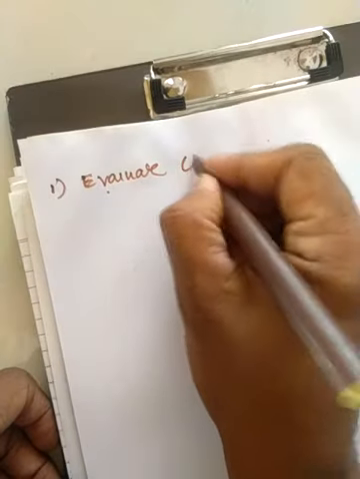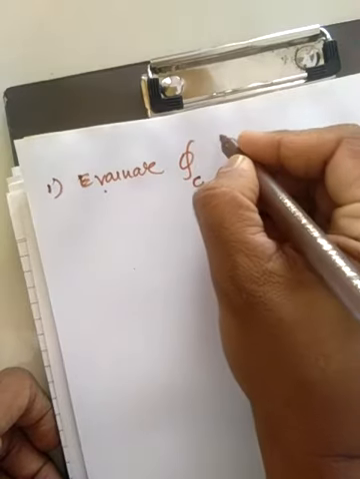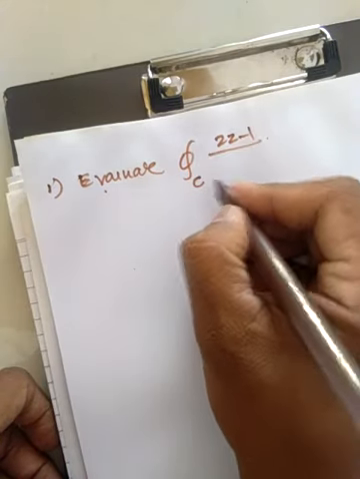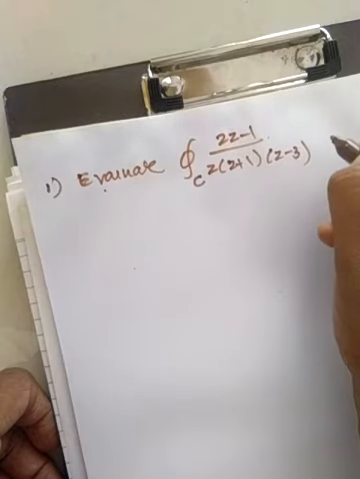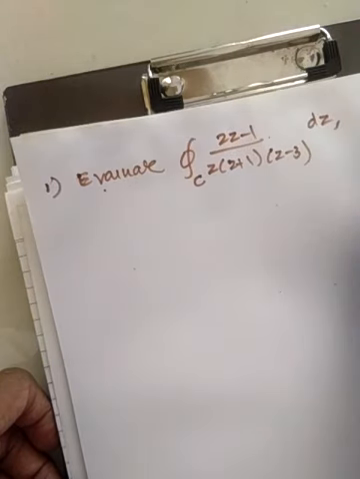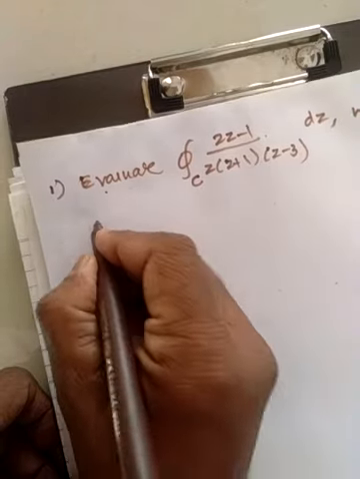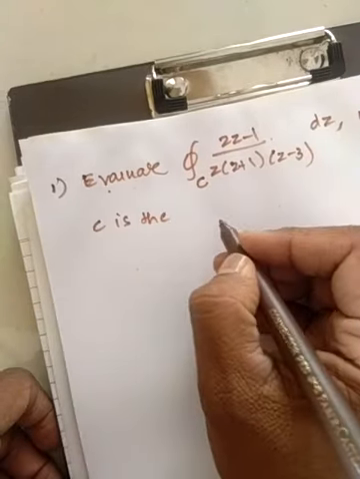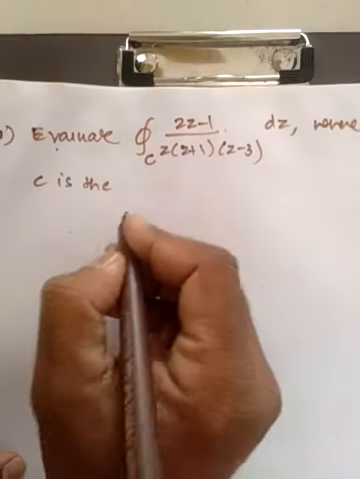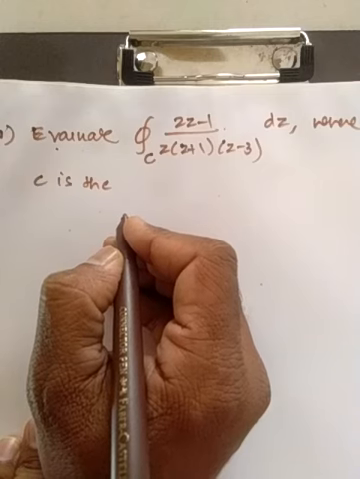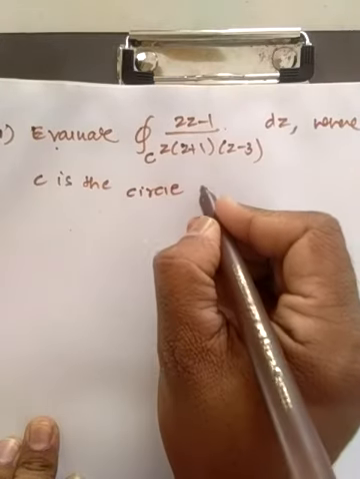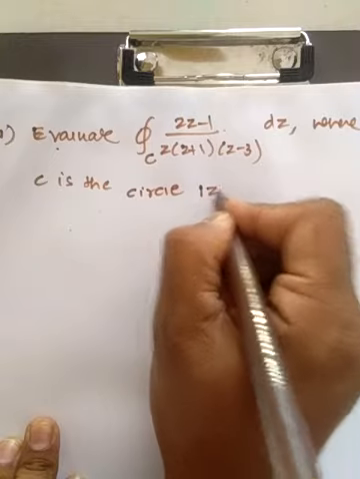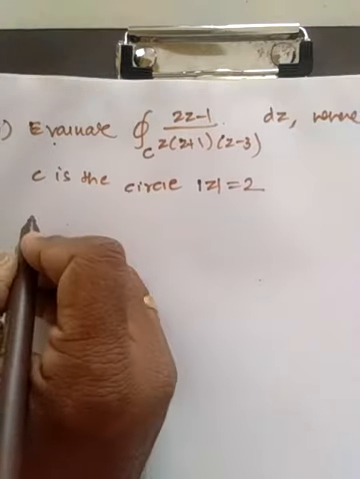Evaluate the integral over c of (2z minus 1) divided by z into (z plus 1) into (z minus 3) dz, where c is the circle mod of z is equal to 2.